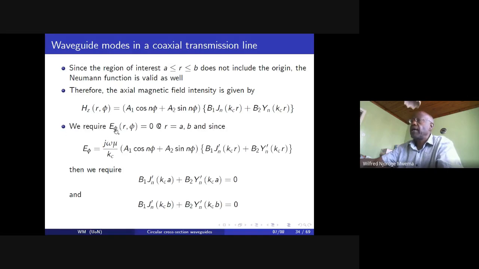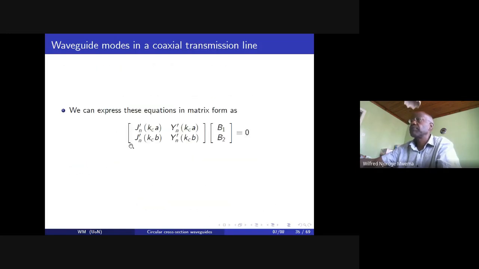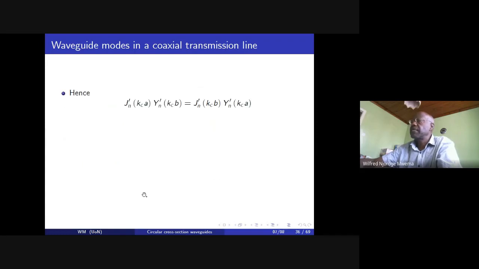So we require E phi at r = a and r = b be equal to 0, and since that is given by that value, then we must have that B1 J_n prime(kc a) plus B2 Y_n prime(kc a) is equal to 0, and the other one must be equal to 0 as well. That is, B1 J_n prime(kc b) plus B2 Y_n prime(kc b) equal to 0. So we express this in matrix form, and we require that for B1 and B2 to be non-trivial, the determinant of this 2 by 2 matrix must go to 0, and therefore we must have that J_n prime(kc a) multiplied by Y_n prime(kc b) equals J_n prime(kc b) multiplied by Y_n prime(kc a).